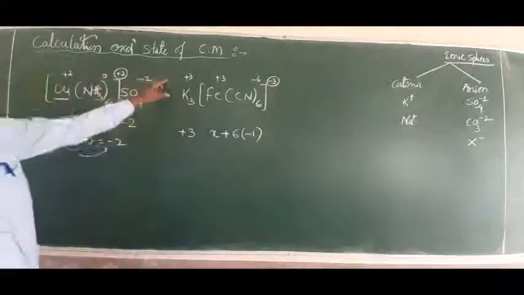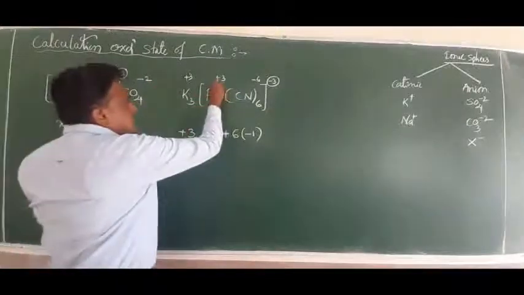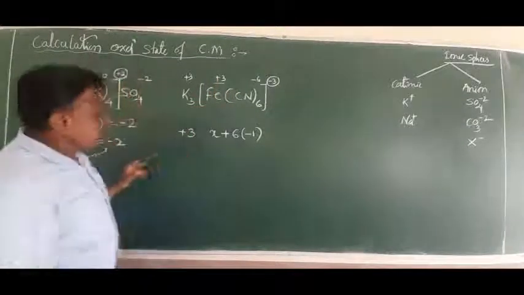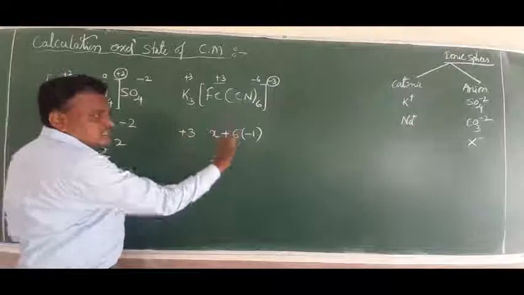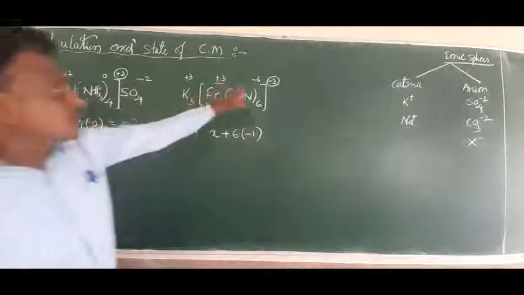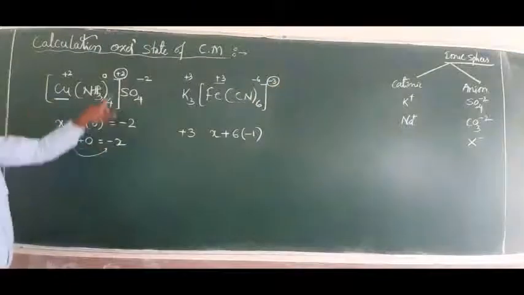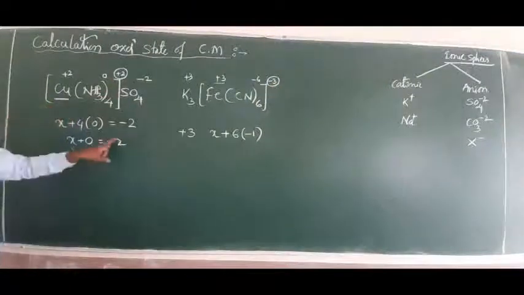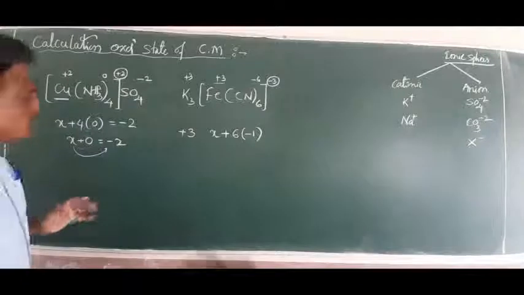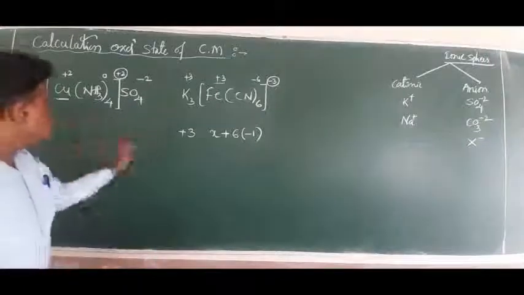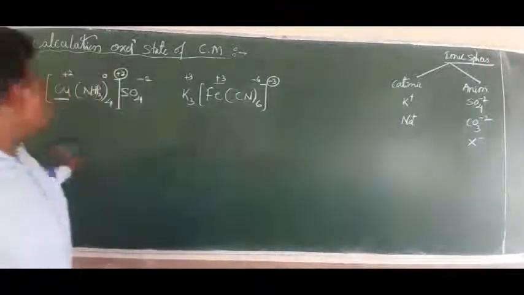Very simple calculation of the oxidation state. This is the oxidation state of the central metal. The +3 is the component available from the net whole charge of the complex. Based on this, you can easily calculate the oxidation state of every central metal in our syllabus.